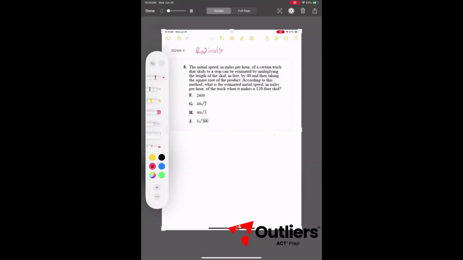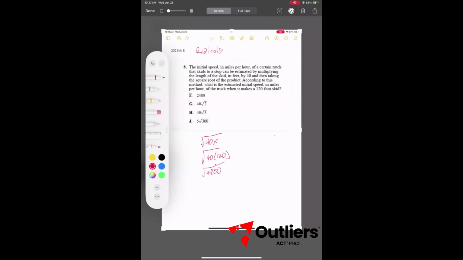And all that we're going to start off with is we need to translate this question into algebra. It's saying that we're going to take the skid length and multiply that by 40. So it's 40 times the unknown skid length, and find the square root of that answer to get the speed that the vehicle was going. So now we've got our formula. They tell us that on this particular skid, it's 120 feet. And so we have 4,800.